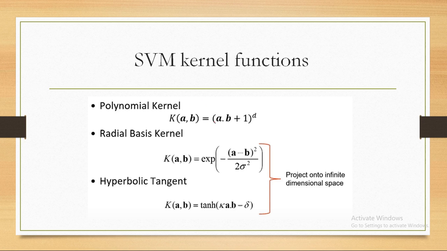What we have to learn: if we use a polynomial kernel, then we have to provide this point. If you use RBF, the radial basis kernel, then we have to provide the value of sigma. If you work with the hyperbolic tangent, then kappa and delta values have to be provided. That is known as the SVM tuning parameters. That will be the last topic, the SVM tuning parameters, in the next session.